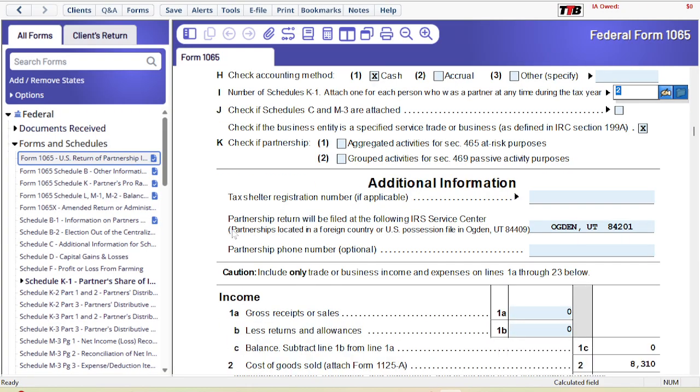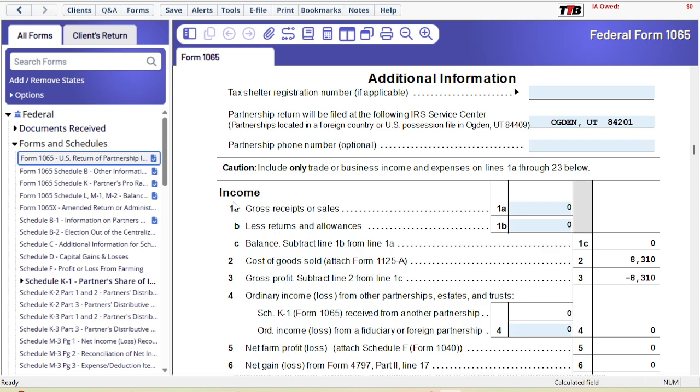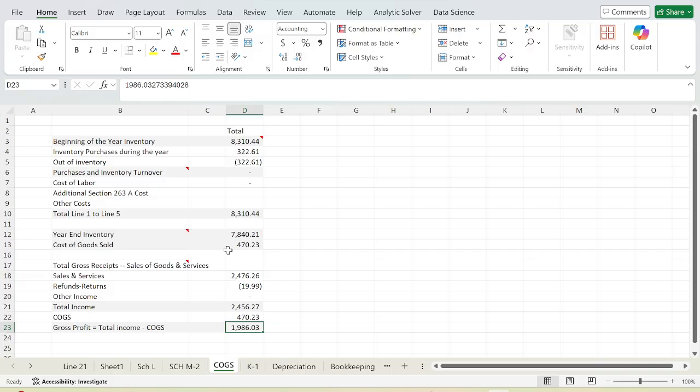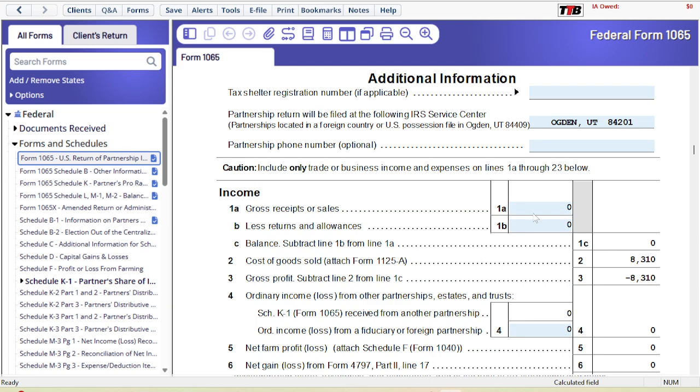So additional information: it is not a tax shelter, and the software will automatically put where this form will go for you. And we are going to go down and reach the income section here. So gross receipts or sales: if you are in a service business, you will put your gross receipts on line 1. But since we are in a retail business, we are going to go to our financial data here, to our cost of goods sold, and let's see here and find our total gross receipts. Let's copy this number and paste it there.